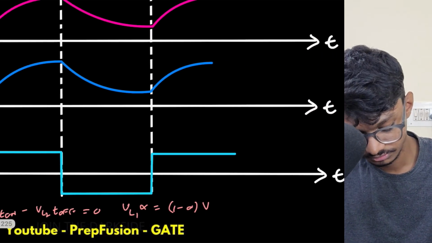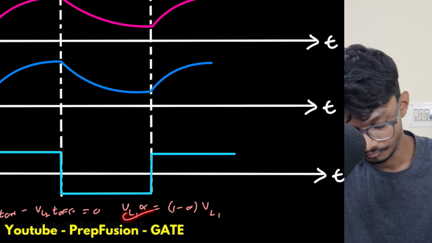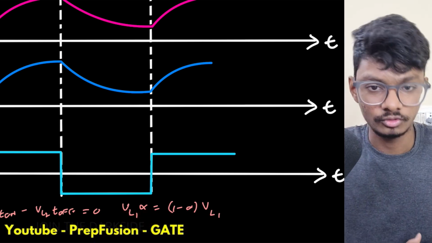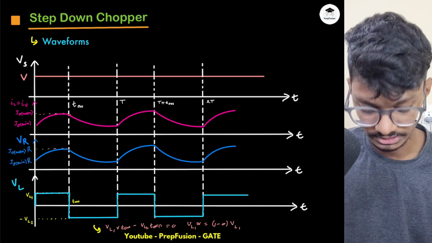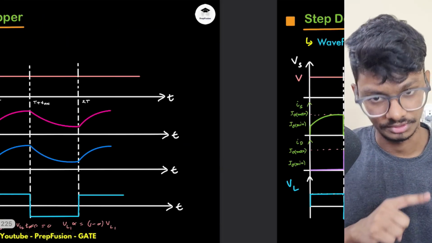So VL1 into alpha equals 1 minus alpha into VL2. So these are the things that you have to understand, and from here we will derive most of the formulas.